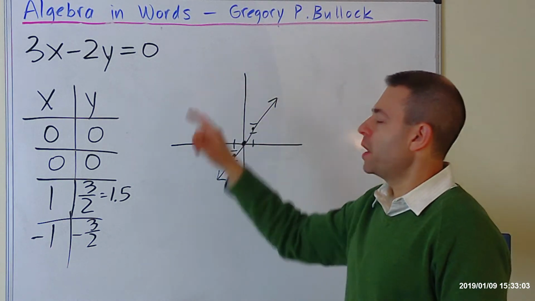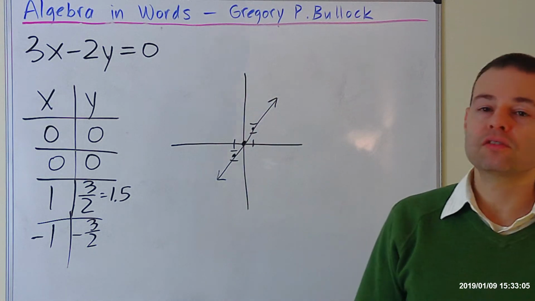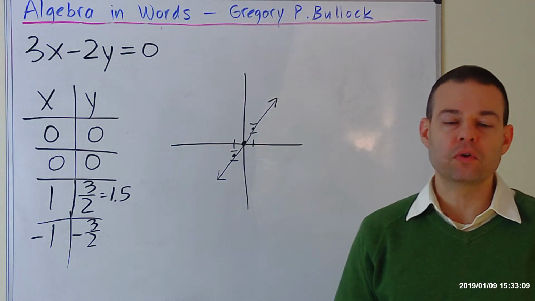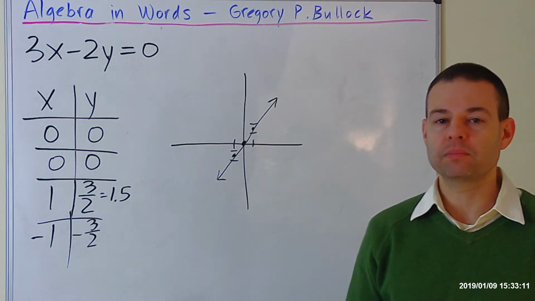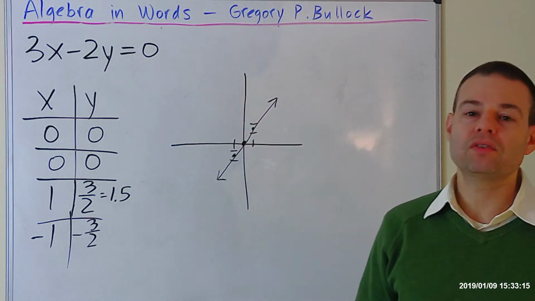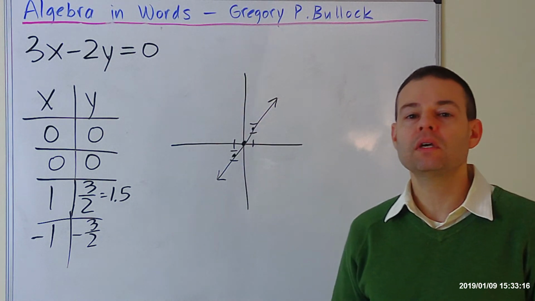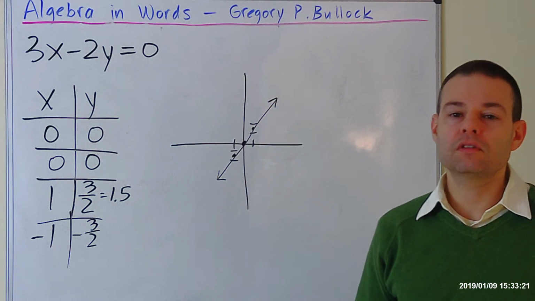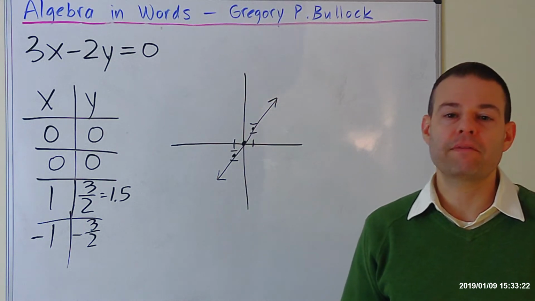Also, let's go back to the equation, 3x minus 2y equals 0. If you remember, I chose this as a standard form equation, not slope-intercept. And I want to ask you a question. If we look at that equation, can you tell what the slope is? Not really. The answer should be no. This equation is not really that functional.